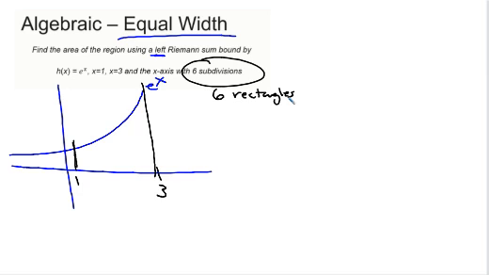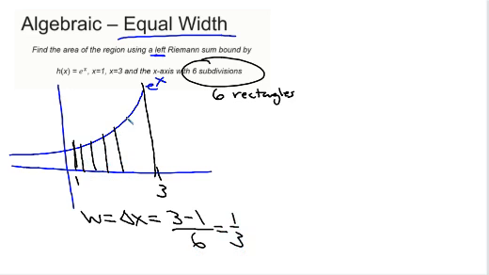So if you remember what I told you, to find the width, which we call delta x, change in x, is going to be 3 minus 1 divided by 6. So that's 2 divided by 6, that's 1/3. All right, so I have 6 rectangles in here. 2, 3, that's the 4th one, 5th, and the 6th one. The width on each one of these is 1/3. The width on every one of them is 1/3.